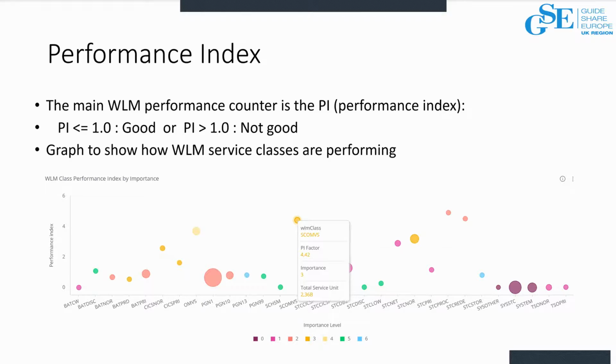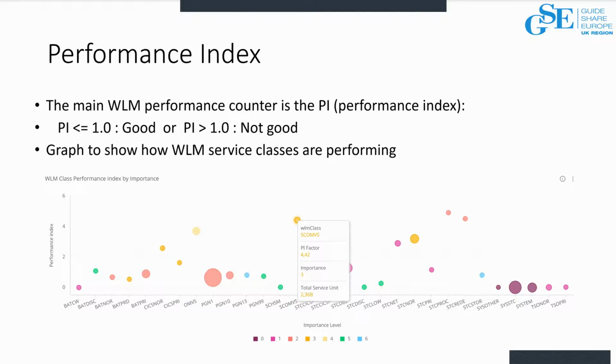And when the performance index is 1, it means that the definition is good and the system is delivering the resources according to your service class definition. But if it's not 1, if it's higher than 1, perhaps you need to review your definition because the system cannot attend specifically the definition you have on the service class.